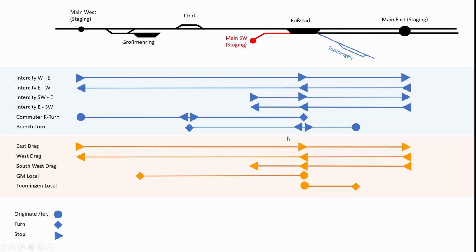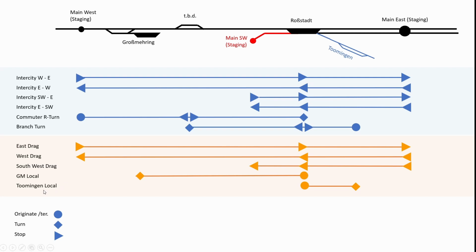So talking about freight, here are the different freight trains. The first 2 ones are the east drag and the west drag, which will have a stop to lift and to pick up some cars in RossStadt. Then we have the southwest drags, same, but goes to the main line southwest in red. Then we have the GM. GM is the name of the industry area on the middle deck, Grossmering, the GM local. So it will basically go from RossStadt to GM, switch all the cars, pick all the cars there, spot them where they're needed, and then go back to RossStadt.